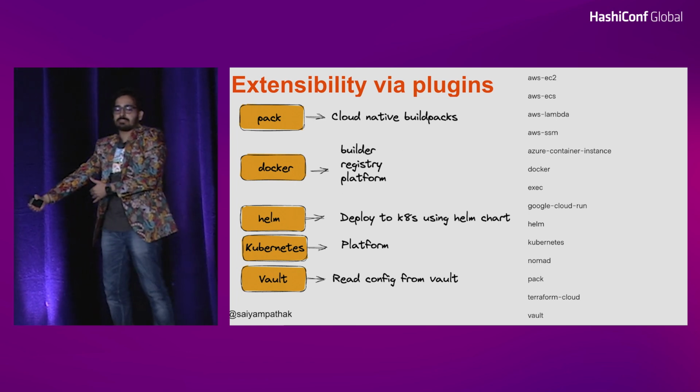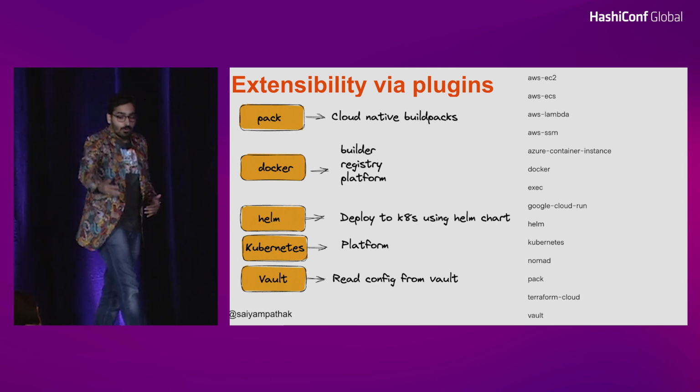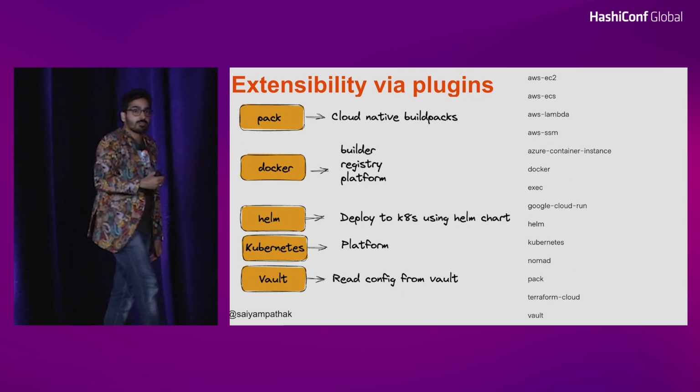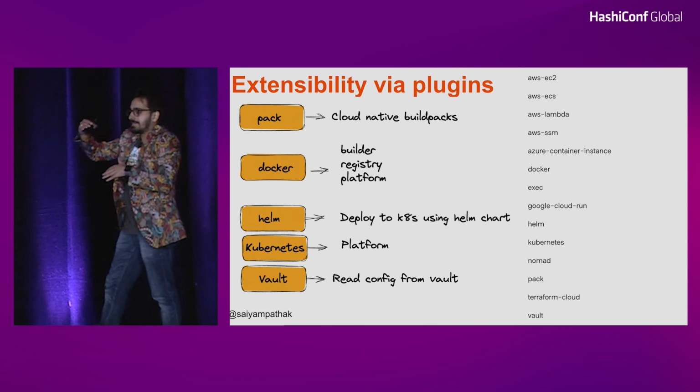You can use Kubernetes as the platform. You can use Helm to deploy the applications. And you can use Vault for reading the configurations from it. So it makes it simple to use these built-in plugins.